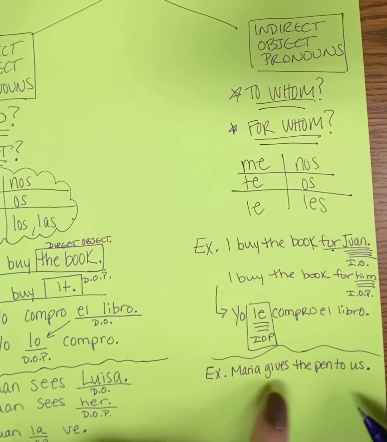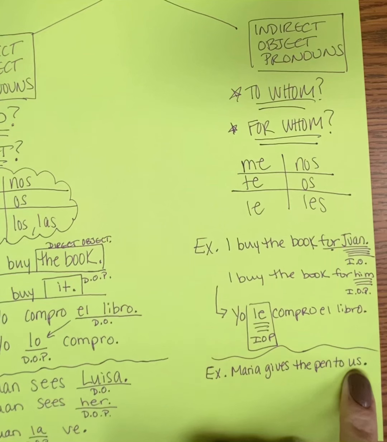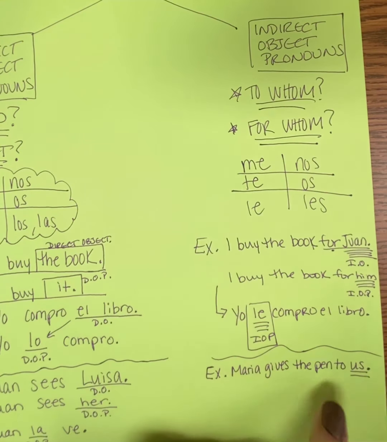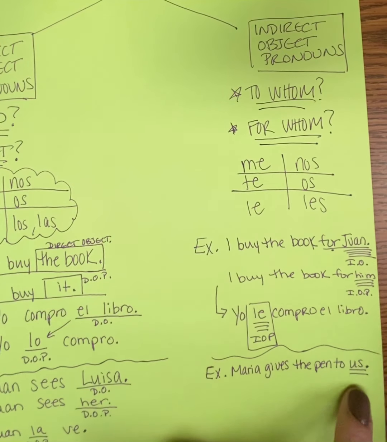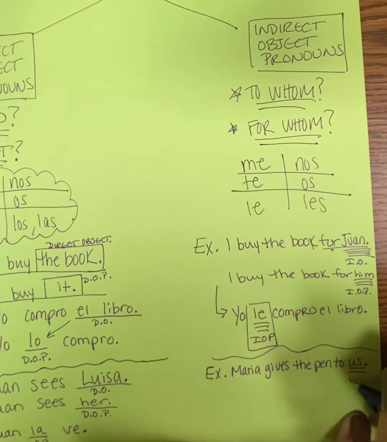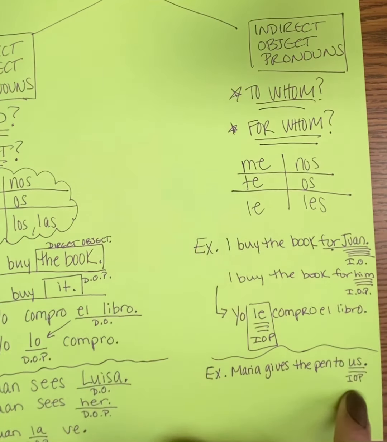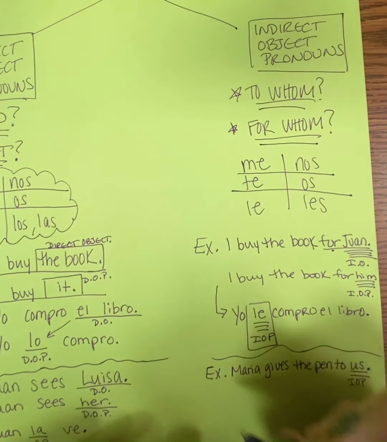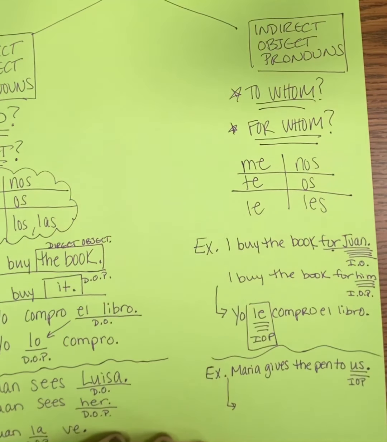Okay? Now, in this sentence, I skipped right to a pronoun. I could have said, Maria gives the pen to Juan and I. But for the sake of an example, I skipped Juan and I and replaced it with an actual pronoun. Juan and I would be our indirect object. I skipped that and put it right into a pronoun. Maria gives the pen to us. Indirect object pronoun.